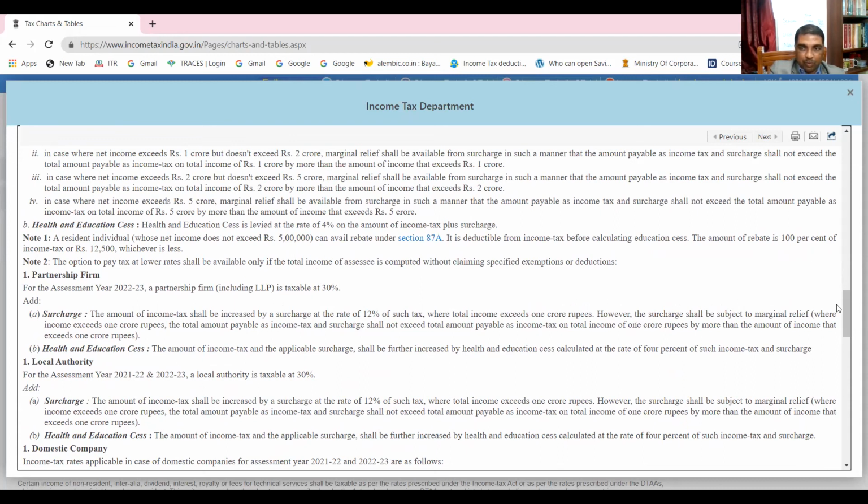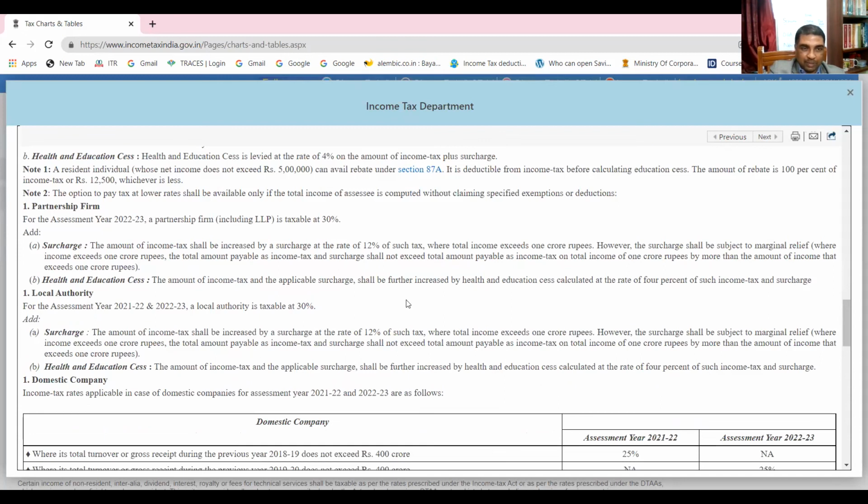For local authorities, the tax rate is also 30%. Surcharge is applicable just like for a partnership firm. Health cess is also applicable just like for a partnership firm. That is the tax rate for local authorities. Now you have almost completed the tax rates for individuals. Two possibilities for HUF, plus AOP, BOI, those are also covered. Then firms, flat 30%. Local authorities also flat 30%.